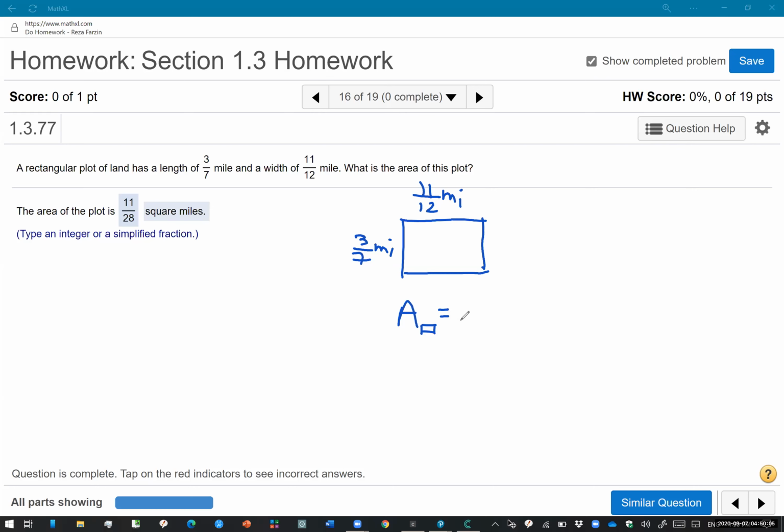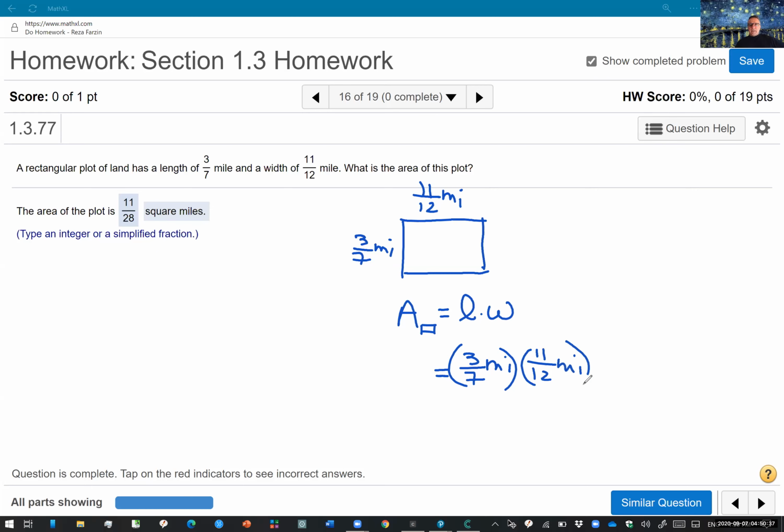Length times width. Perfect. Now substitute. What's the length in this unusual way that they've defined it? You mean 3/7, right? Remember, it's backwards because of the wording. It's not your fault. So 3/7 mile, and what's the width? 11 over 12. Right.